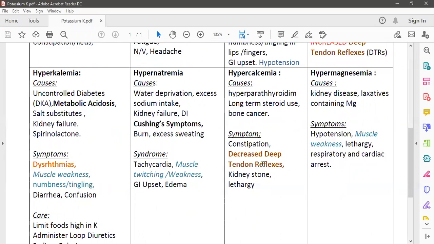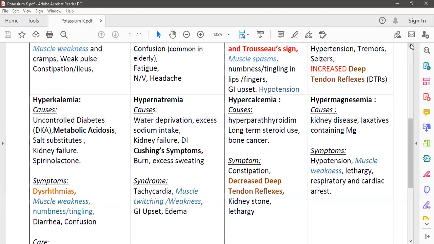So decreased deep tendon reflex, but hypomagnesemia increases the deep tendon reflex. When magnesium goes down, deep tendon reflex increases. When calcium goes up, deep tendon reflex decreases. If you compare and contrast, it would be easy for you to remember.